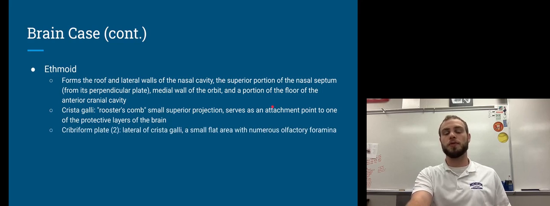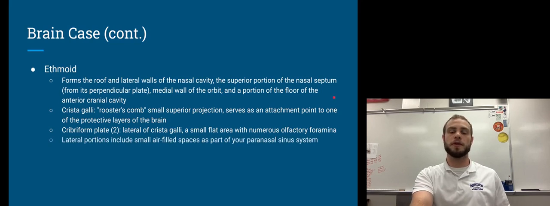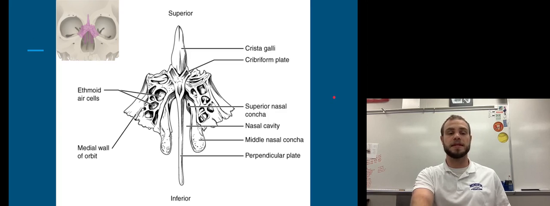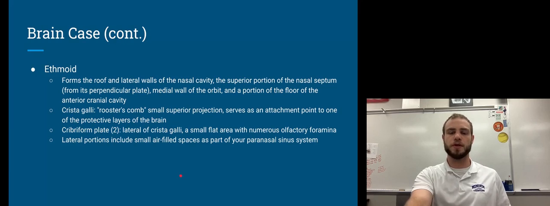It also has two cribriform plates, which are lateral of the Crista Galli. They're very small and flat areas where you have lots and lots of olfactory foramina. Remember those holes, those foramen, plural is foramina, to allow those nerves to pass through there. Lateral portions of the ethmoid bone have air-filled spaces, which are going to be part of your paranasal sinus system, your sinuses. So you can see here those ethmoid air cells. There's the Crista Galli, and lateral to that, the cribriform plates. Here is the perpendicular plate that's going to contribute to the superior portion of the nasal septum.